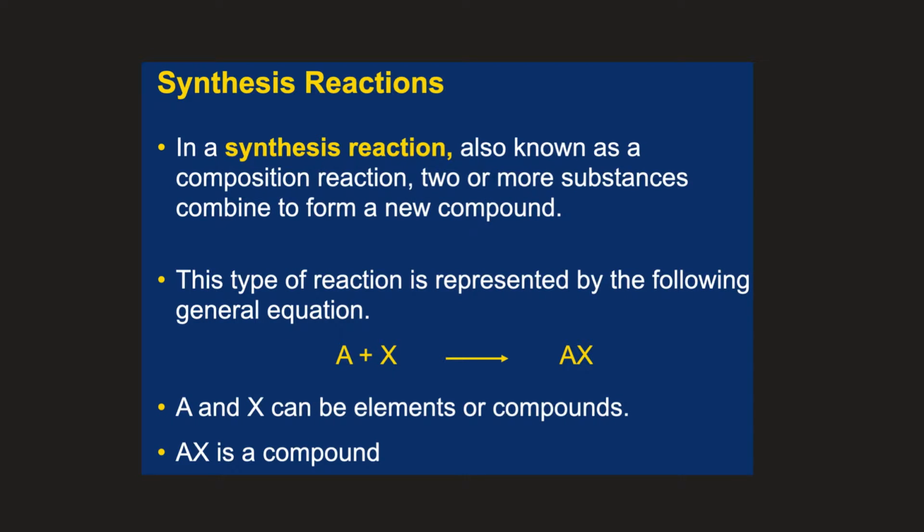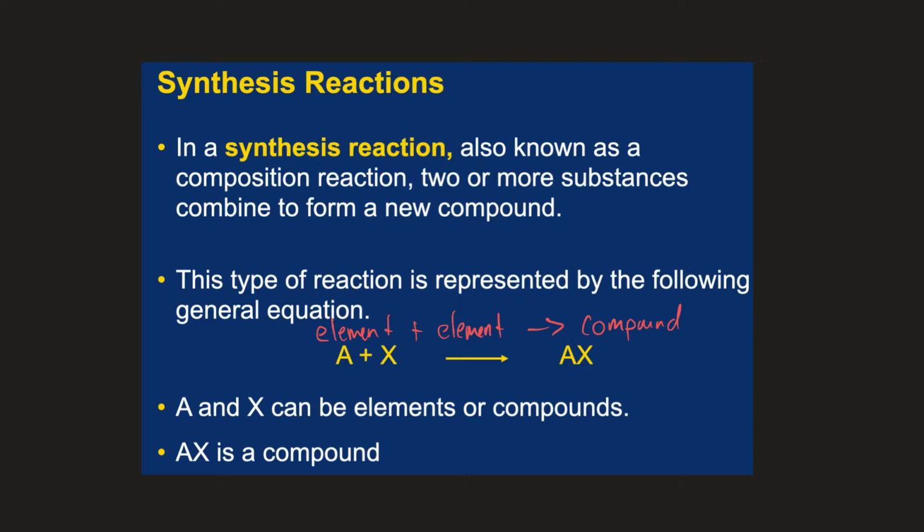So the first type of reaction is called a synthesis reaction. And a synthesis reaction typically involves two reactants, represented by the A and the X here, and one product. And those reactants are typically an element plus an element, and that produces some kind of compound.